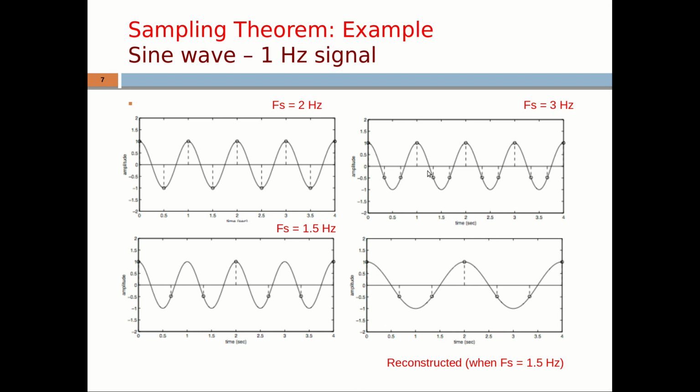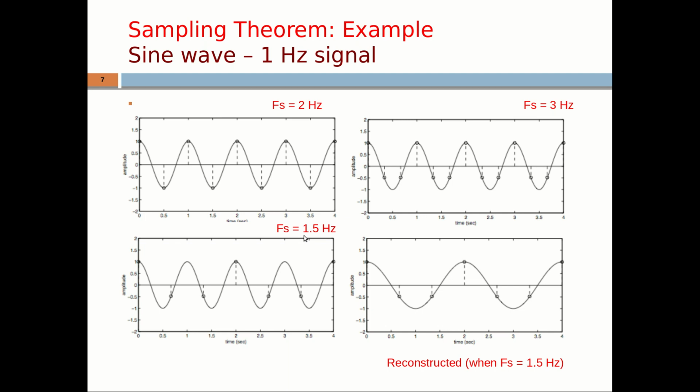What happens if we sample it at a frequency greater than Fs, say 3 Hz? We pick up more samples, which is not a bad thing. The more the number of samples we pick up, the better we will be able to reconstruct our signal back.